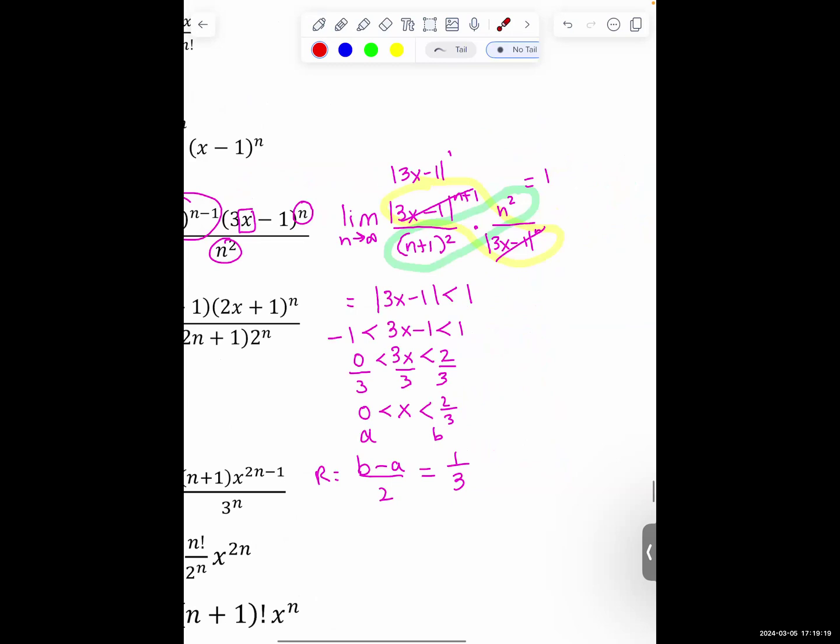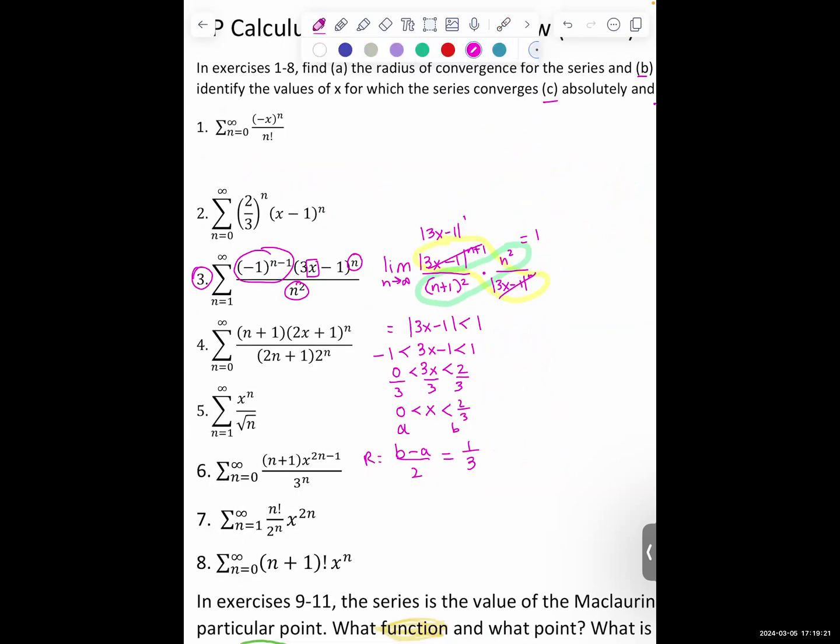So we go on to test whether it's conditionally or absolutely convergent by plugging the endpoints back in. Let's say I test x equals 0. When I do that, I go back to my original series and rewrite everything as is, except with x plugged in. So negative 1 to the n minus 1. When I plug in 0, I end up with negative 1 to the nth power, all over n squared.